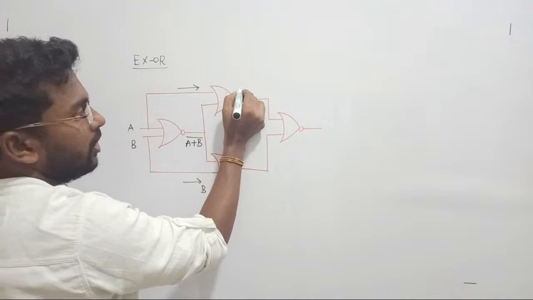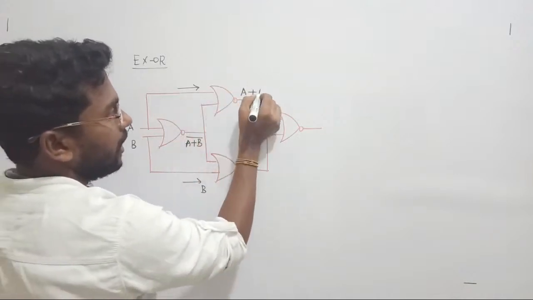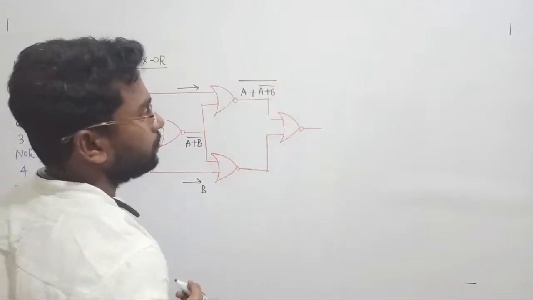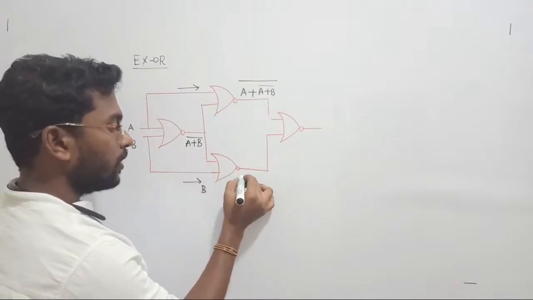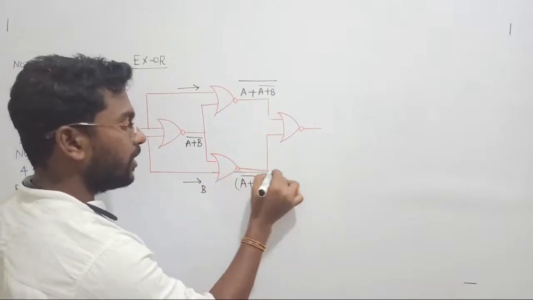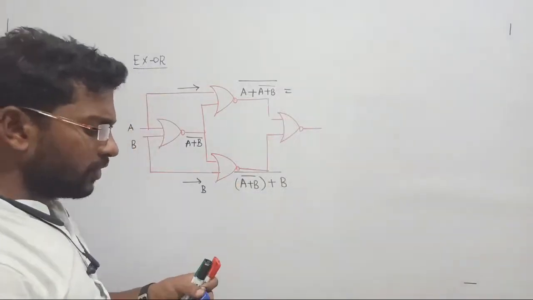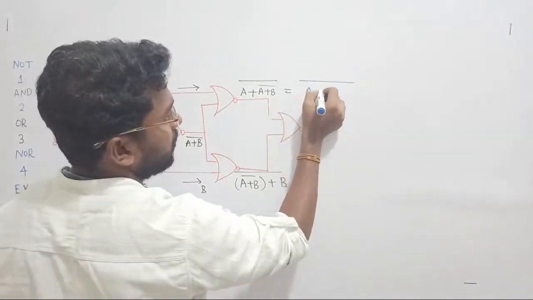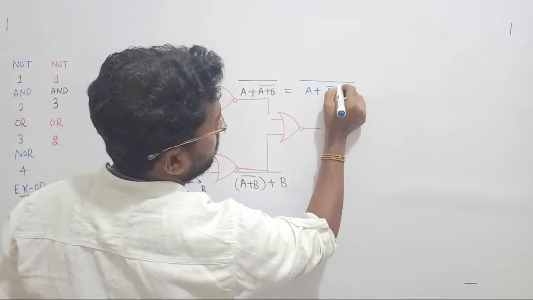What will the NOR gate do? The input values, see here A is coming plus here A plus B whole bar is coming. It will add both of them and take the whole bar. Similarly here A plus B whole bar is coming, plus here B is coming. It will add both and take the whole bar. Let us reduce. According to De Morgan's law, A plus B whole bar can be written as A bar dot B bar.